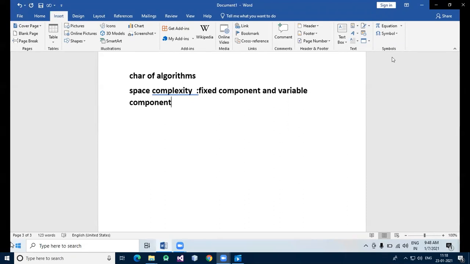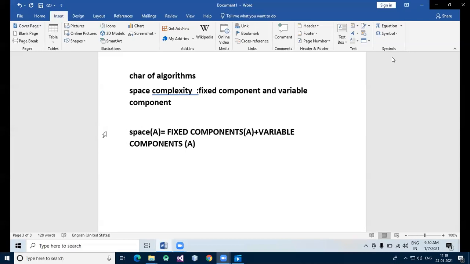Therefore the total space requirement of algorithm A can be given as: space of A is equal to the fixed component of A plus the variable component of A.